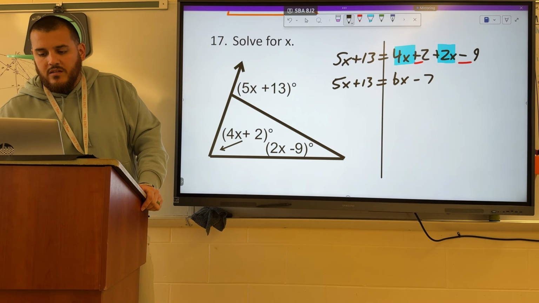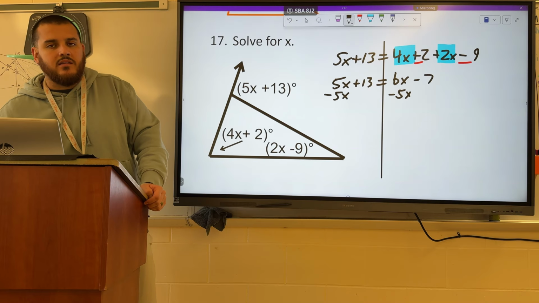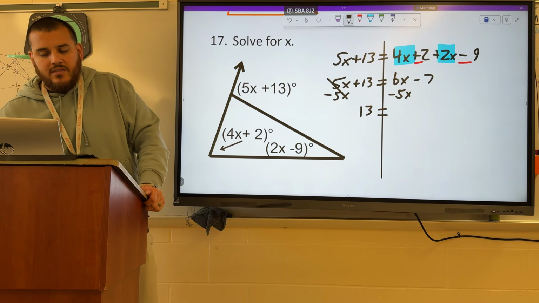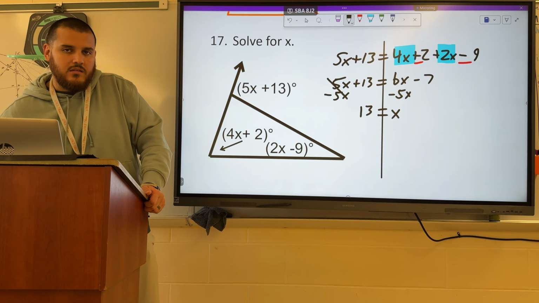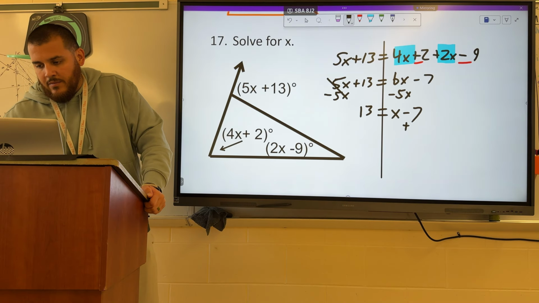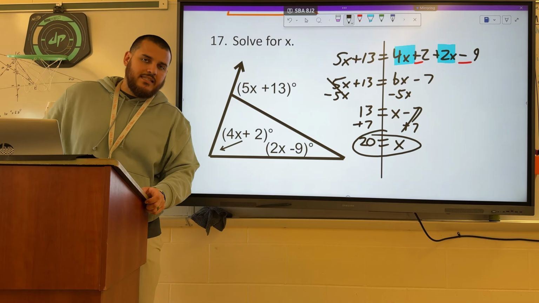I like to move the smallest amount of x's, so I'm going to subtract 5x from both sides to get all my x's on the right. Those 5x's cancel to leave me with 13. On the right, I have 6x minus 5x, which leaves me with 1x. I still have the minus 7. Now I can get x alone by getting rid of that minus 7 by adding it to both sides. Those cancel on the right, leaving me with just x. 13 plus 7 is 20. x is 20 in this example.